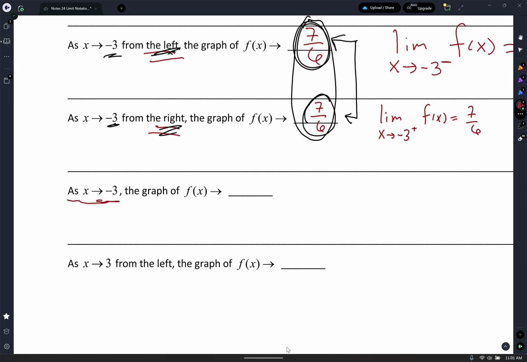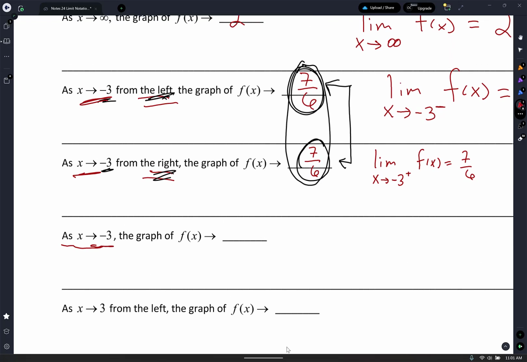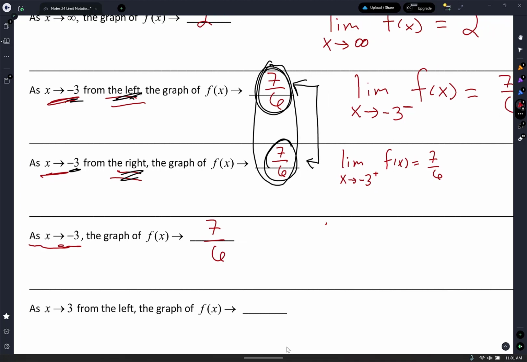So look at this one. It says as x approaches negative 3, just like the ones before, but it doesn't say from left or right. So that means they have to agree. So the graph of f of x approaches 7/6 because it approaches it both from the left and the right. So then I just write limit as x approaches negative 3, and you don't put anything on the upper right-hand corner. That means you approach left and right, and it does in fact equal 7/6. Are we okay so far?